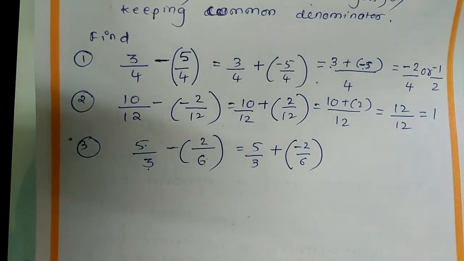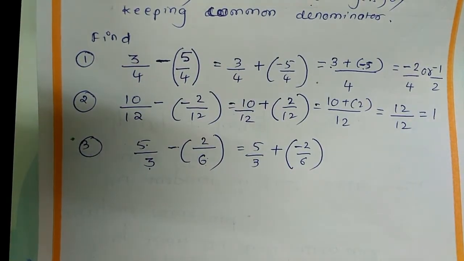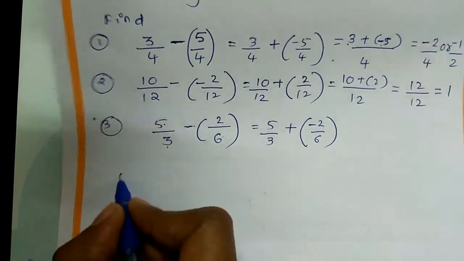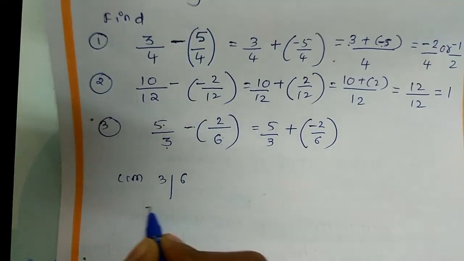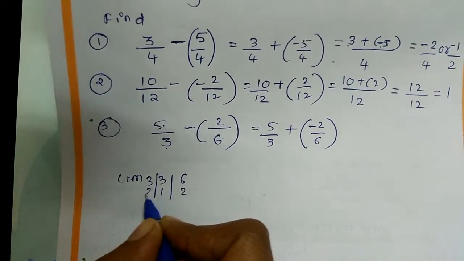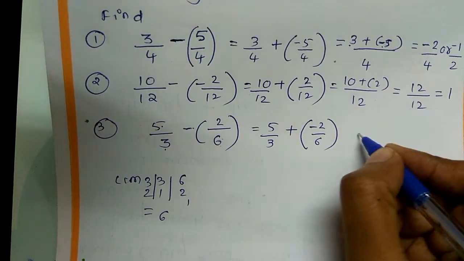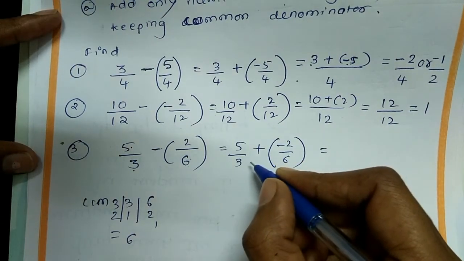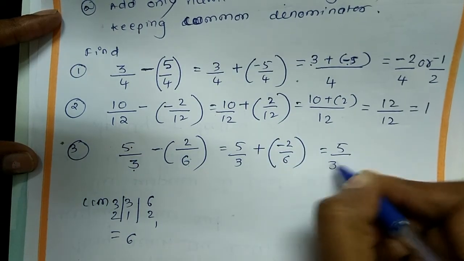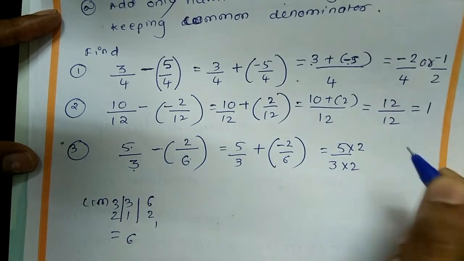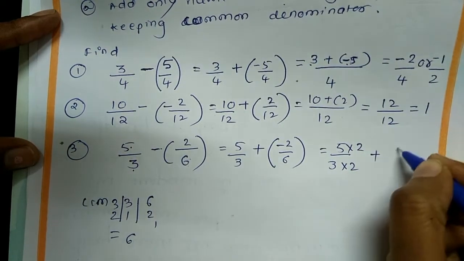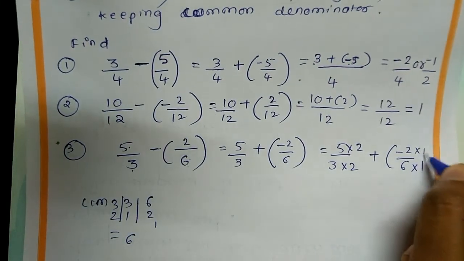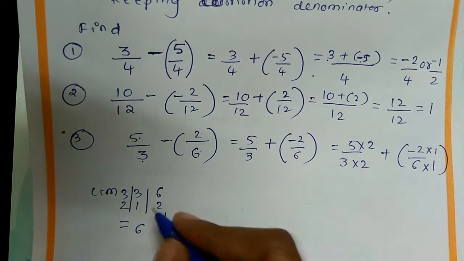Now use the rule of addition. The denominator should be the same, isn't it? They are not the same, so we'll make them the same by finding the LCM of 3 and 6. 3 ones are 3, 3 twos are 6, so we got 6 as the LCM. We have to bring 6 here by multiplying with a certain number. For 5 by 3, 3 into how much is 6? 2. So here also you have to multiply with the same number. For minus 2 by 6, we already have 6; you can keep it as it is, or multiply with 1. So 6 is our LCM.